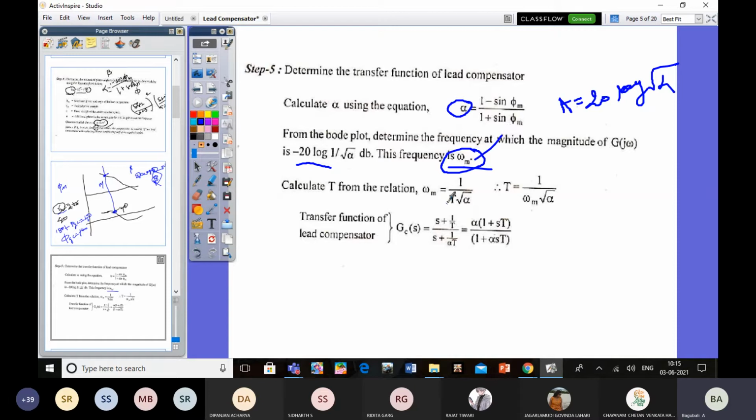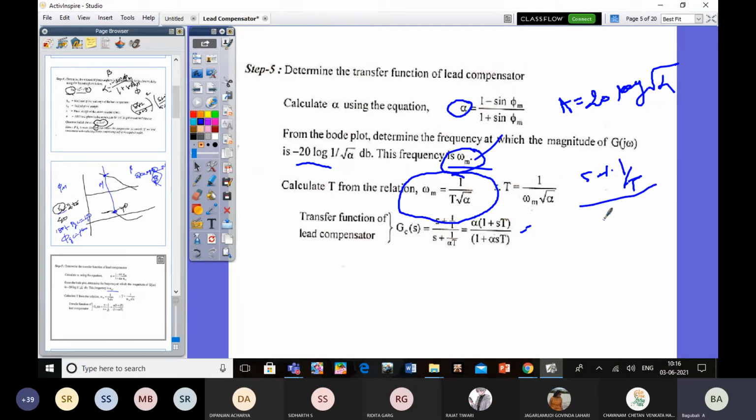Once you get omega m, we are going to determine the location of the poles and zeros. Omega m is nothing but the location of the pole, that is 1 by T into root of alpha. From this we can determine what T is. Once you get the value of T, you can directly substitute it: s plus 1 by T is the location of the zero.